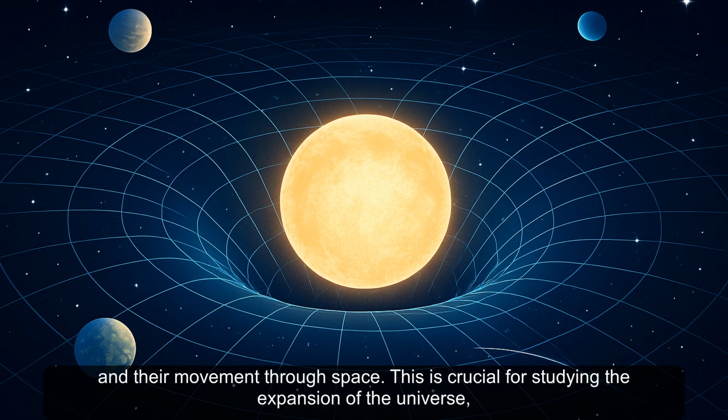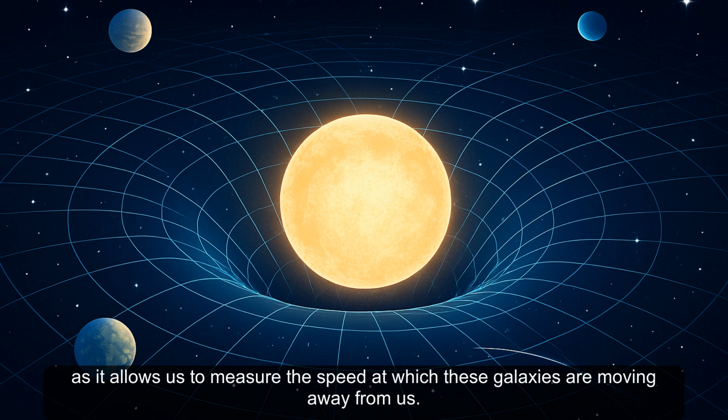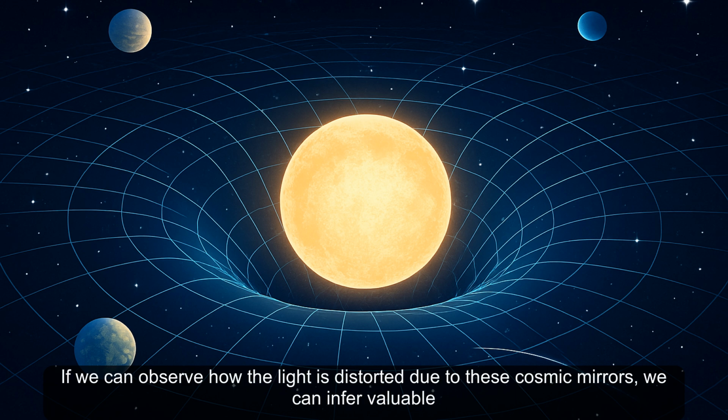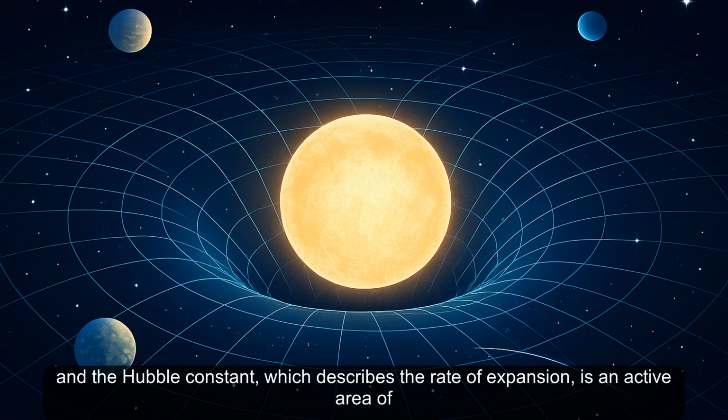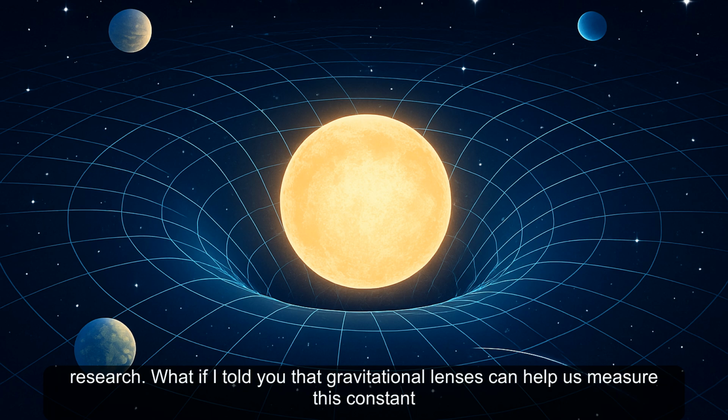This is crucial for studying the expansion of the universe, as it allows us to measure the speed at which these galaxies are moving away from us. If we can observe how the light is distorted due to these cosmic mirrors, we can infer valuable information about the rate of expansion. The relationship between gravitational lenses and the Hubble constant, which describes the rate of expansion, is an active area of research.